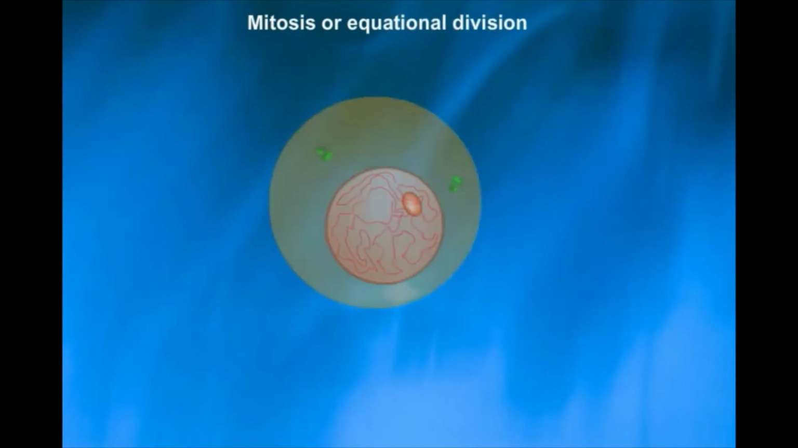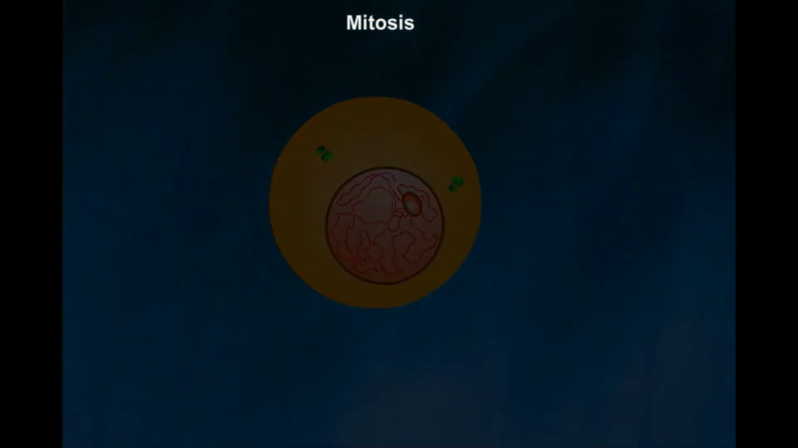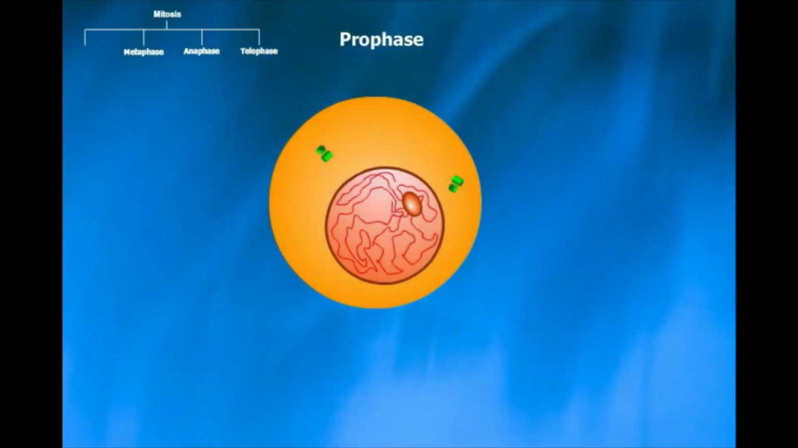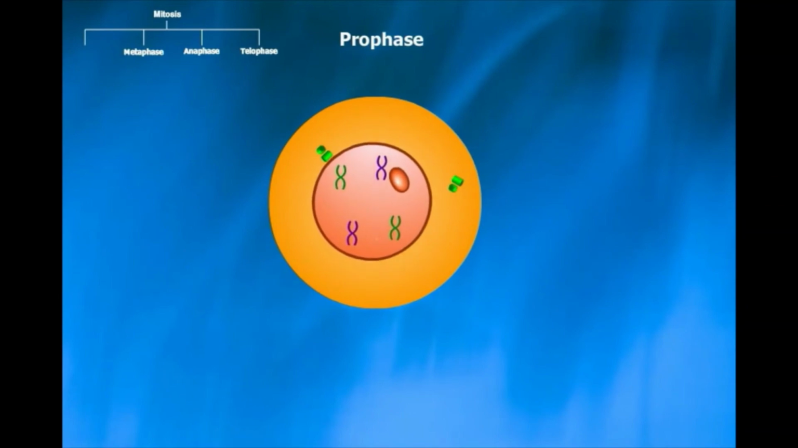Mitosis or equational division takes place in all vegetative cells. It is divided into 4 stages: prophase, metaphase, anaphase, and telophase. Prophase is the first stage of mitosis. In this phase, the chromatin material untangles and forms distinct chromosomes. As you can see on your screen, centrioles also move towards the opposite poles.